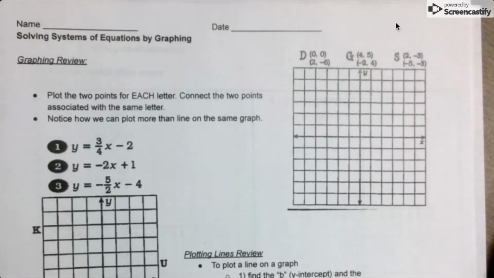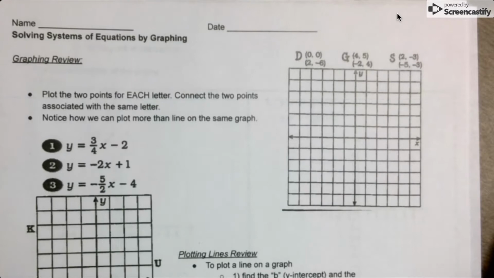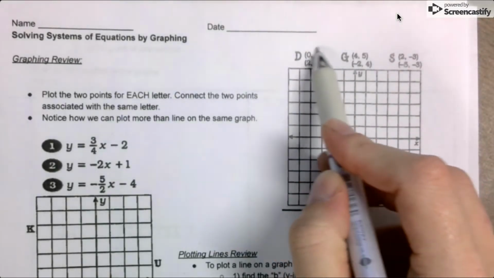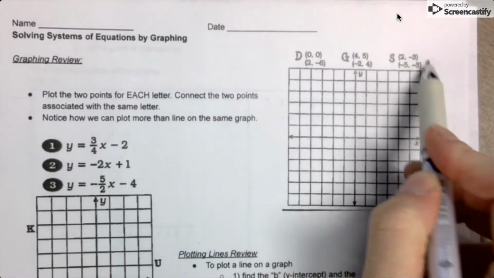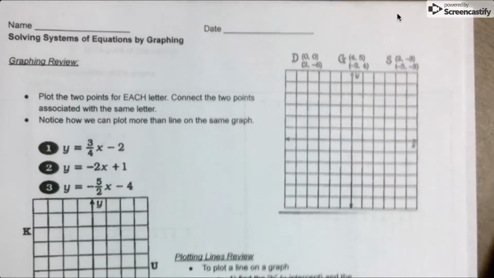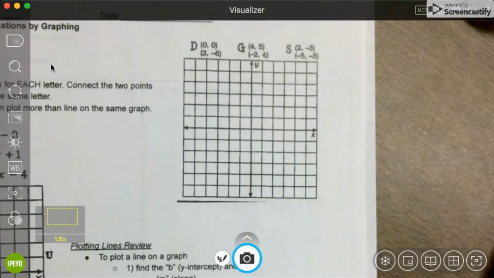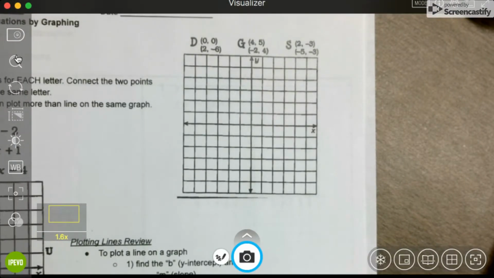So we are first going to plot the 2 points for each letter, then connect the 2 points associated with the same letter. Okay? So see how each of these letters has 2 points? We're going to plot those. So I'm going to make this just a little bit bigger for us.